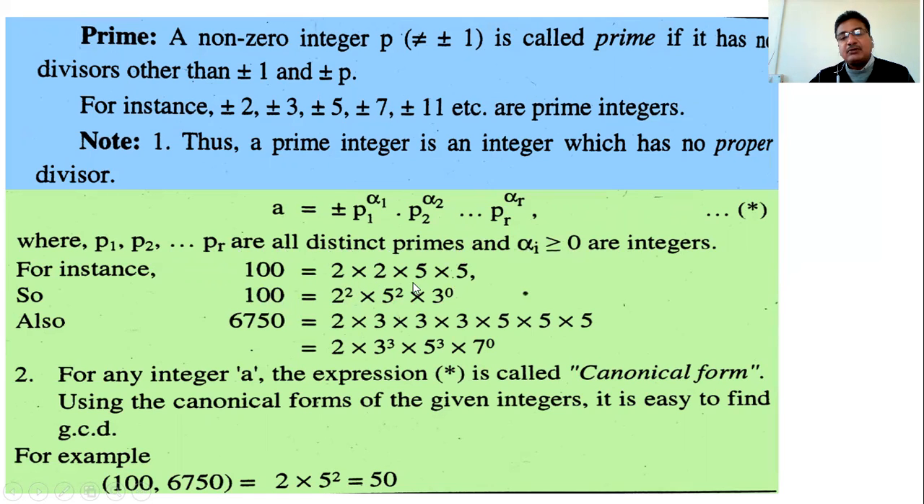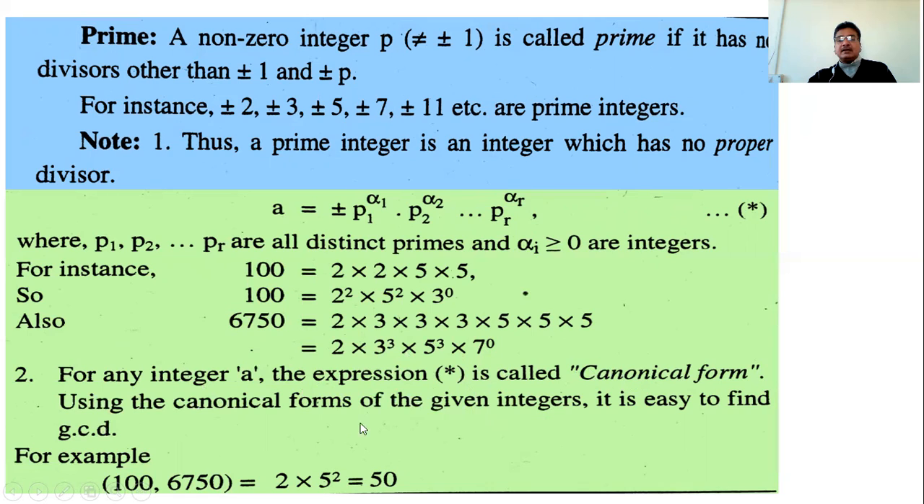That is, this is the factorization of 100 as a product of primes. And this is the factorization of 6750 as a product of primes. And so we write this as 2 raised to 1, 3 raised to 3, 5 raised to 3. And 7 raised to 0. Don't write this 7 raised to 0, no need of this. Okay, so this is the canonical form of 6750. So we can express the number in canonical form.